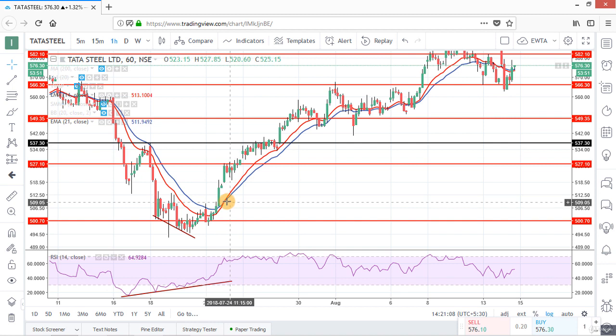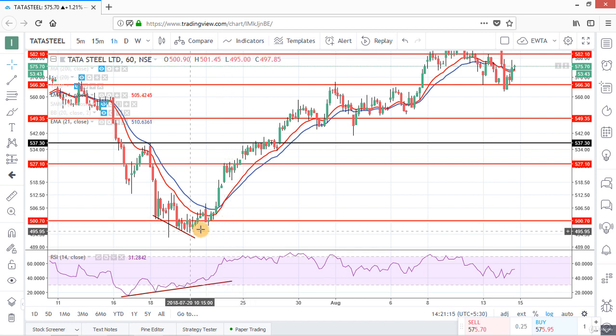When we get a buying signal from this moving average set, we will employ our stop loss slightly below this support level.